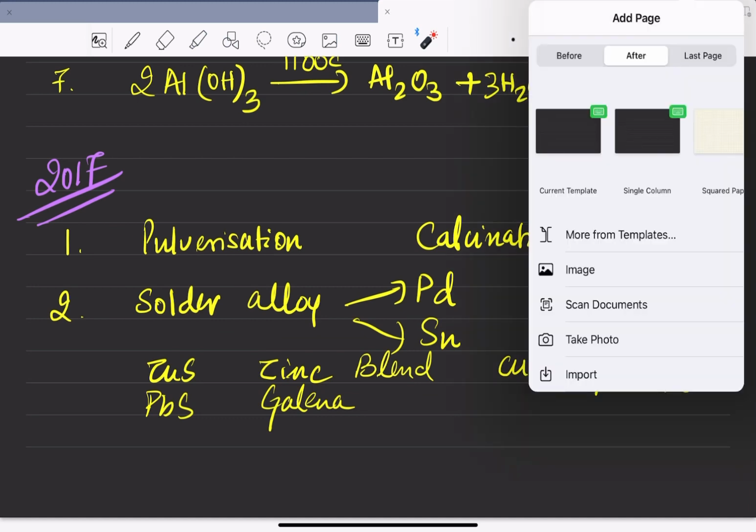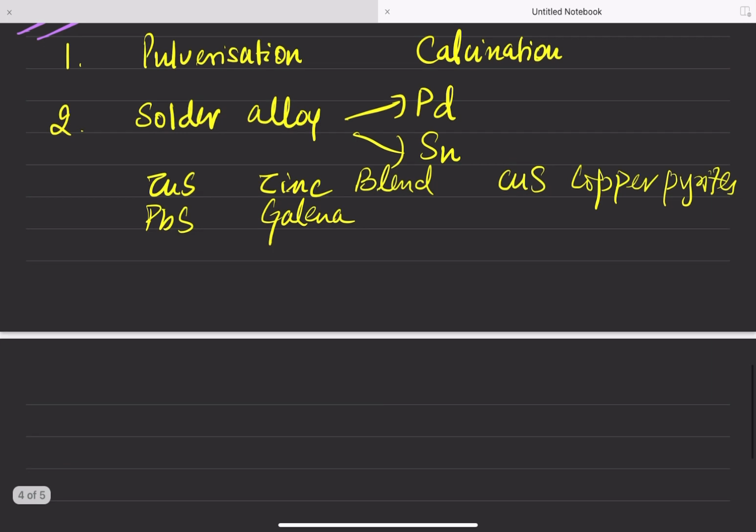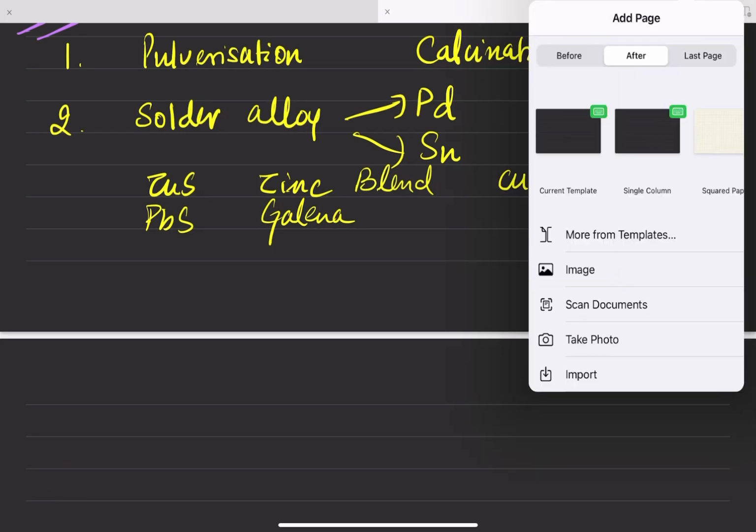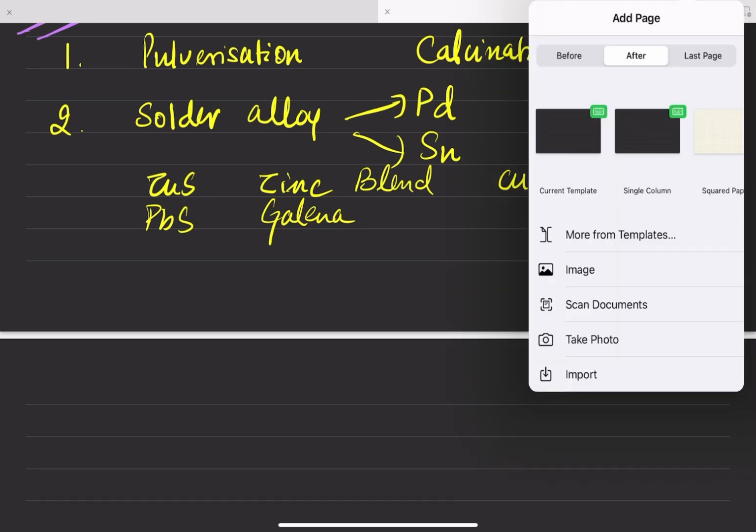Let me add one more page. Let me add many pages. More pages.